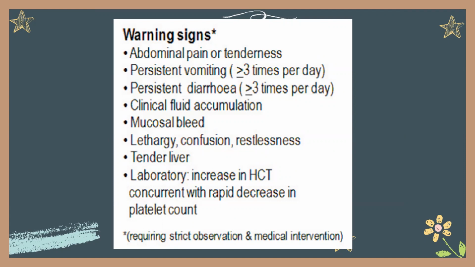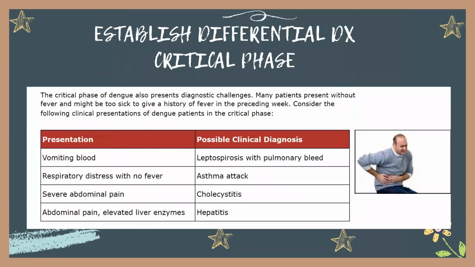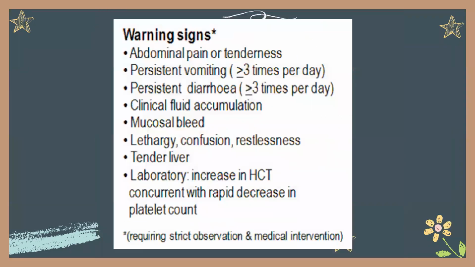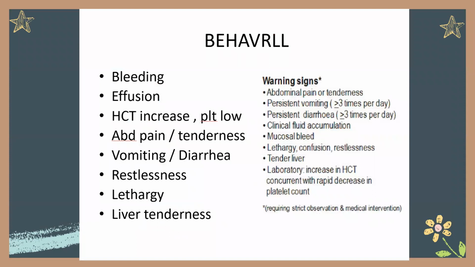So if I close this, can you remember? Try to repeat. Tender liver, mucosal bleed, persistent vomiting more than 3, persistent diarrhea more than 3, increase in hematocrit. Okay, it's fine. Let's see the mnemonic.